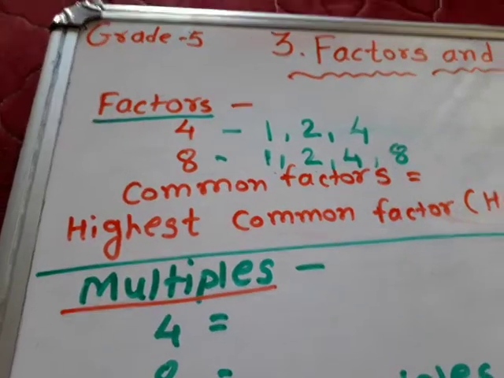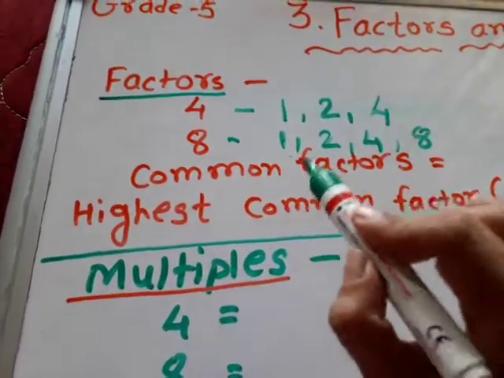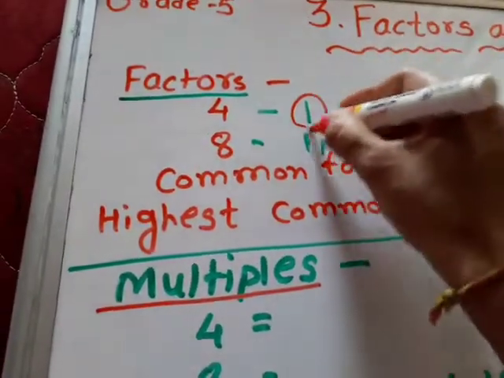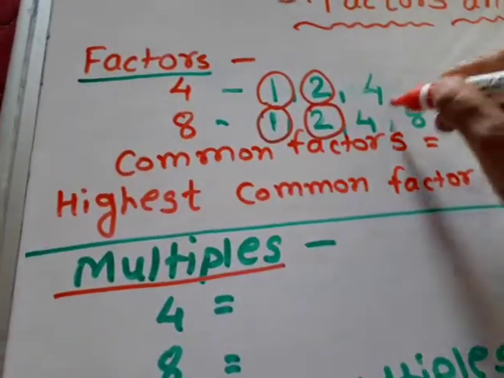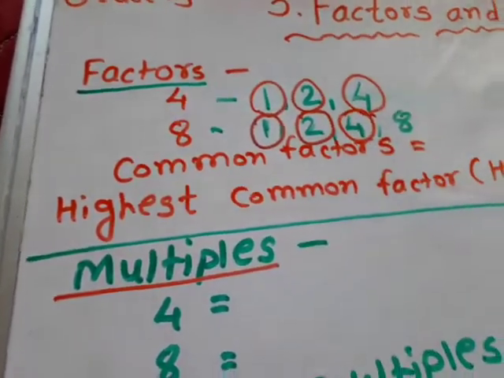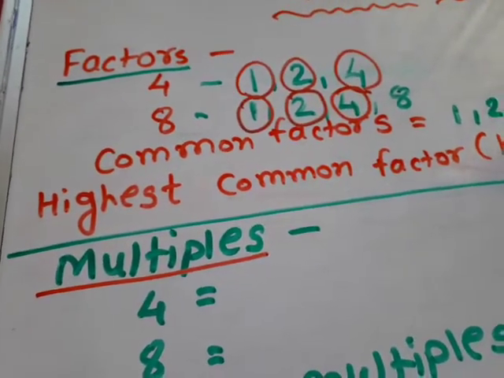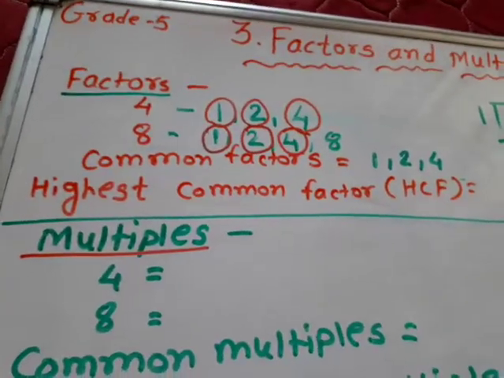Okay, now we find the common factors. Common factors means we first find the common numbers. Which are the common numbers? Now see, 1 is a common number, again 2 is also a common number, then 4. Then which are the common factors? 1, 2 and 4. 1, 2 and 4 are common factors of 4 and 8.